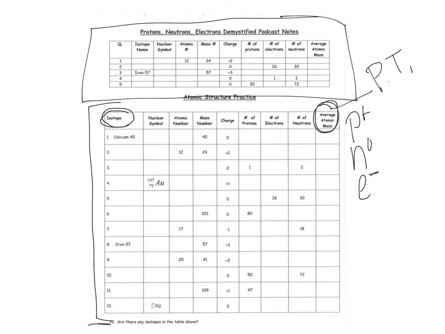So down here at the bottom, it's going to ask you, after you fill in this chart, are there any isotopes on the chart? And if they have the same atomic number but a different mass, then they are isotopes.